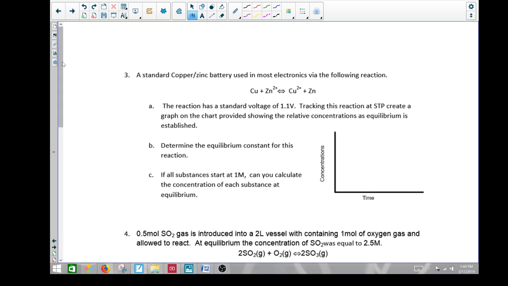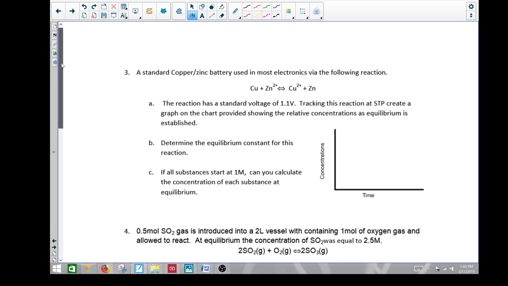All right, next. A standard copper zinc battery is used in most electronics via the following reaction. Again, copper zinc batteries, pretty common. This is the alkaline battery, typical AAA, AA battery. They are becoming less common nowadays as lithium sort of takes control. The reaction has a standard voltage of 1.1 volts.